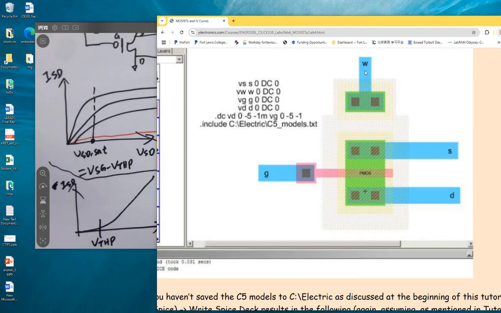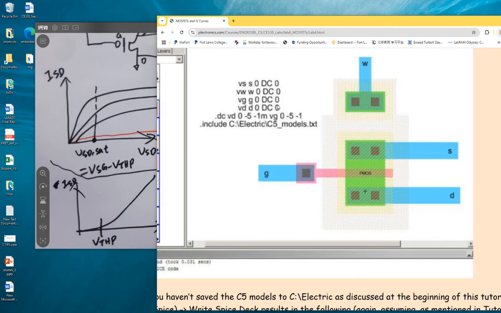W, which is over here. Why is it called W? It's a well contact. That's why it's W, right? It's a well contact. It's the N-tap, connected to the N-well. G is the voltage of the gate. D is the voltage of the drain. And you can see it's all 0 volts.